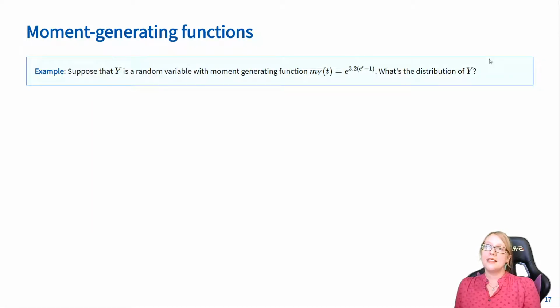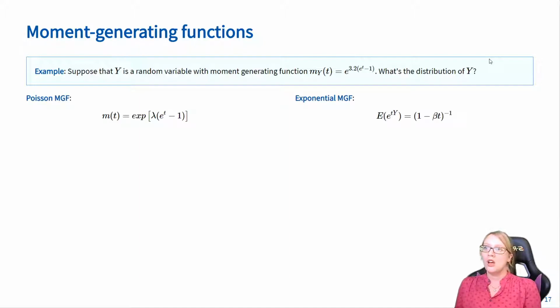So let's say that I have a random variable y with moment generating function this. My moment generating function is e raised to the 3.2 times e to the t minus 1. What's the distribution of y? Well, we know 2 moment generating functions so far, so it's probably going to be one of these 2. This moment generating function here looks like the Poisson moment generating function, so we know that y must be Poisson.